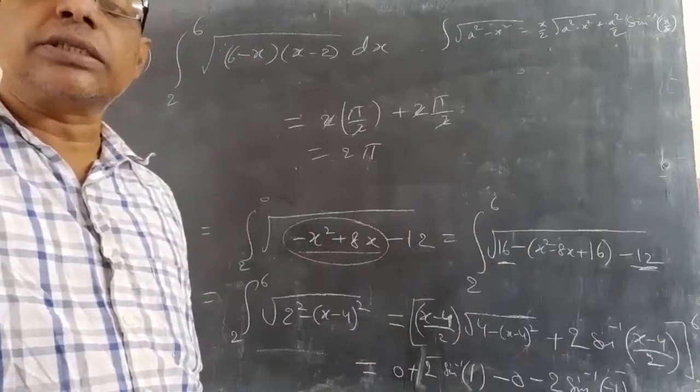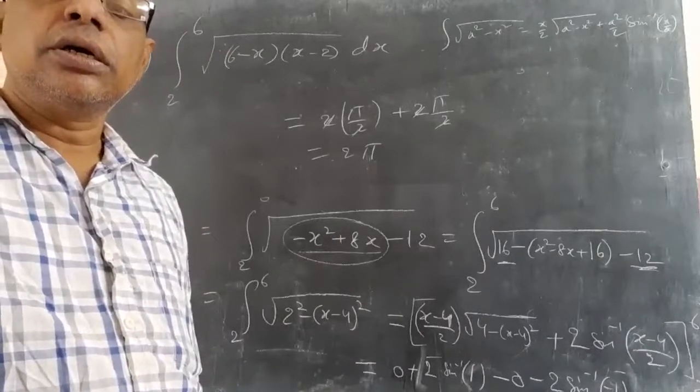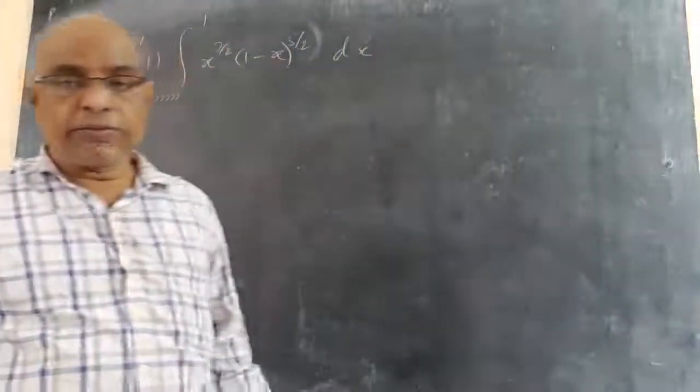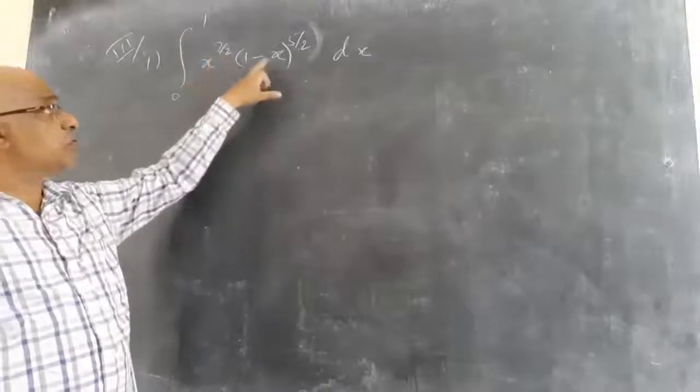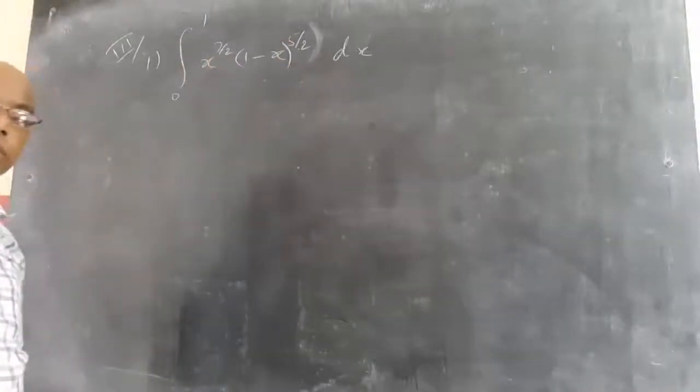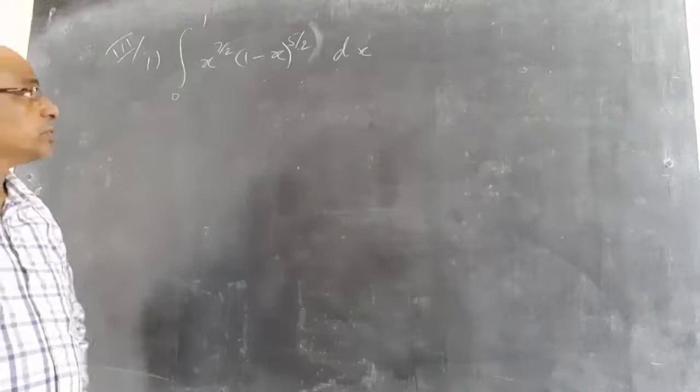One more for you in this. Next one, third Roman, first one. The integral of 0 to 1, x power 7 by 2 into (1 minus x) whole power 5 by 2.